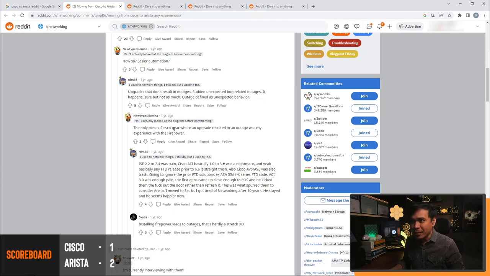What else? The only piece of Cisco gear that resulted in an outage was my experience with Firepower. So this guy is defending Cisco. He says that other Cisco gear doesn't have any problems at all except Firepower. Okay, and one guy mentioned ACI was a pain. Again, we want to only compare Cisco Nexus, specifically 9000, to Arista switches. Cisco ACI, basically 1.0 to 3.x, was a nightmare.